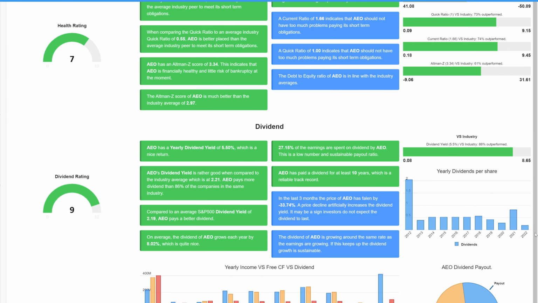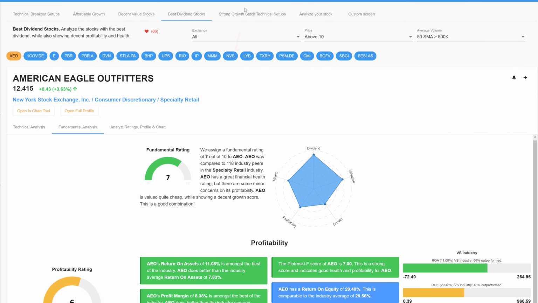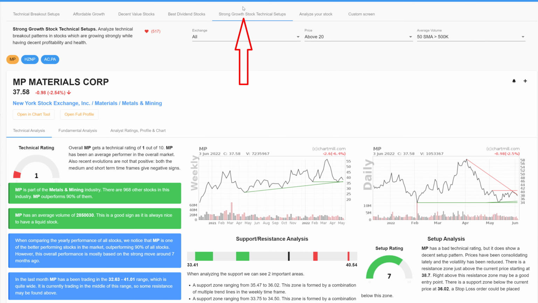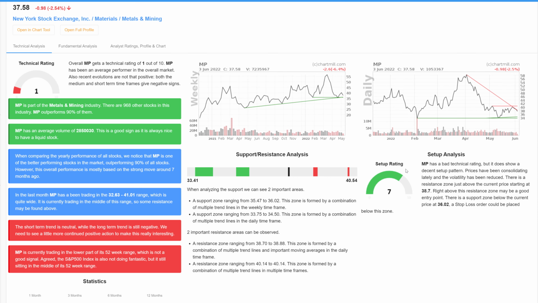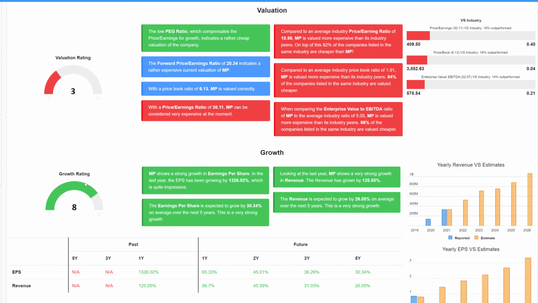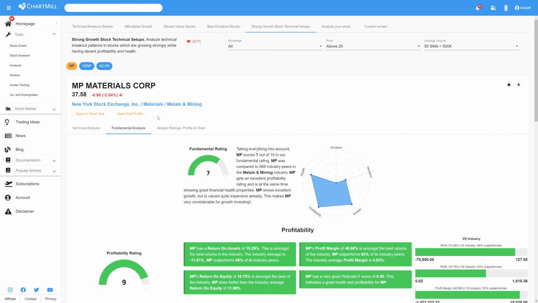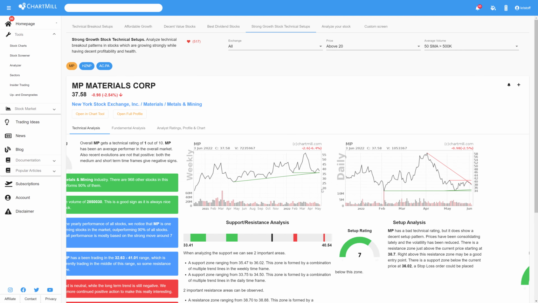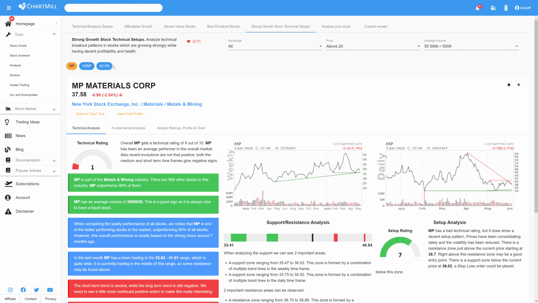And then strong growth stock technical setups. This is the filter that selects stocks with typical characteristics of growth stocks, but where at the same time the technical rating of the stock is also taken into account. Basically, this is the filter that applies both fundamental and technical ratios when selecting stocks.